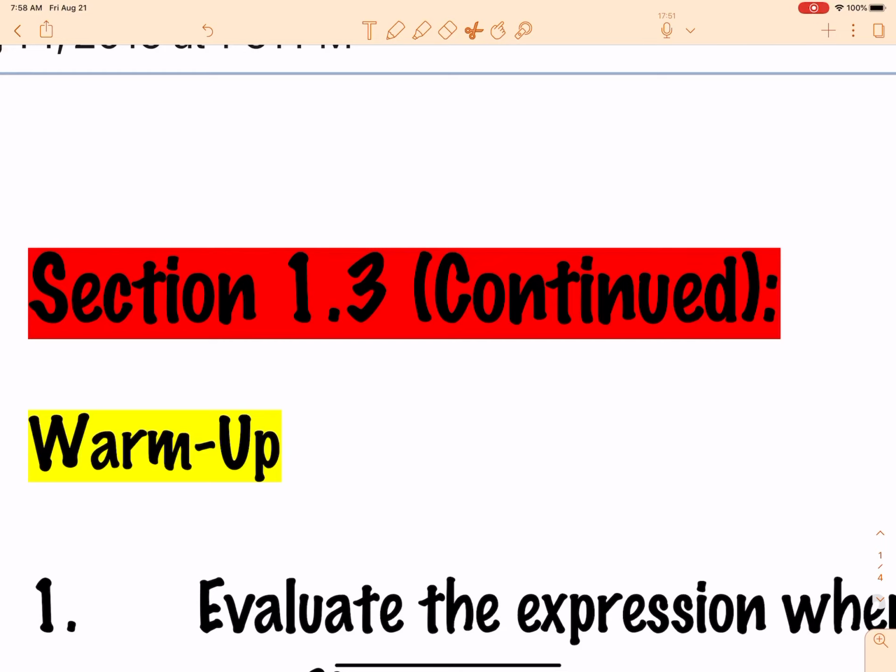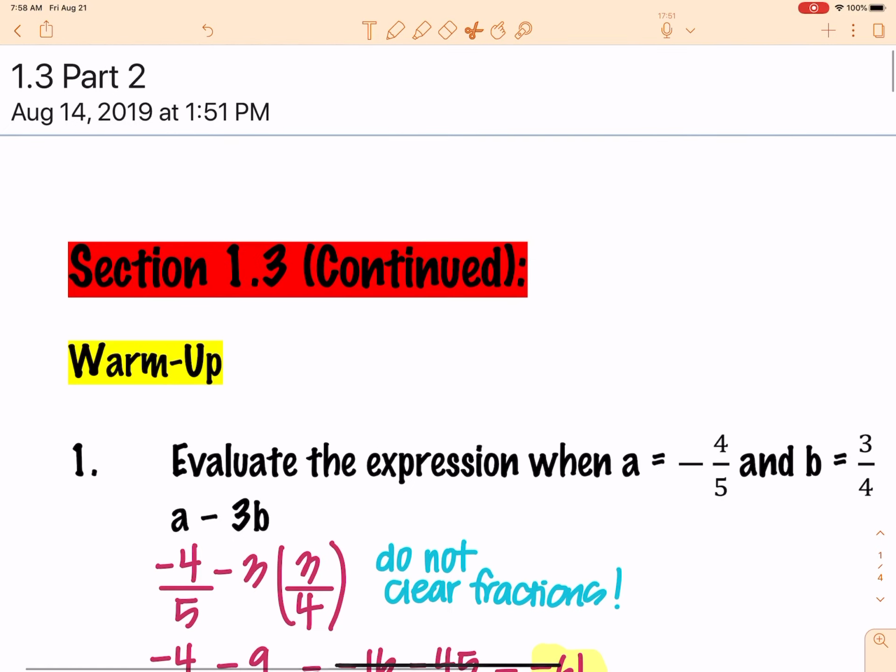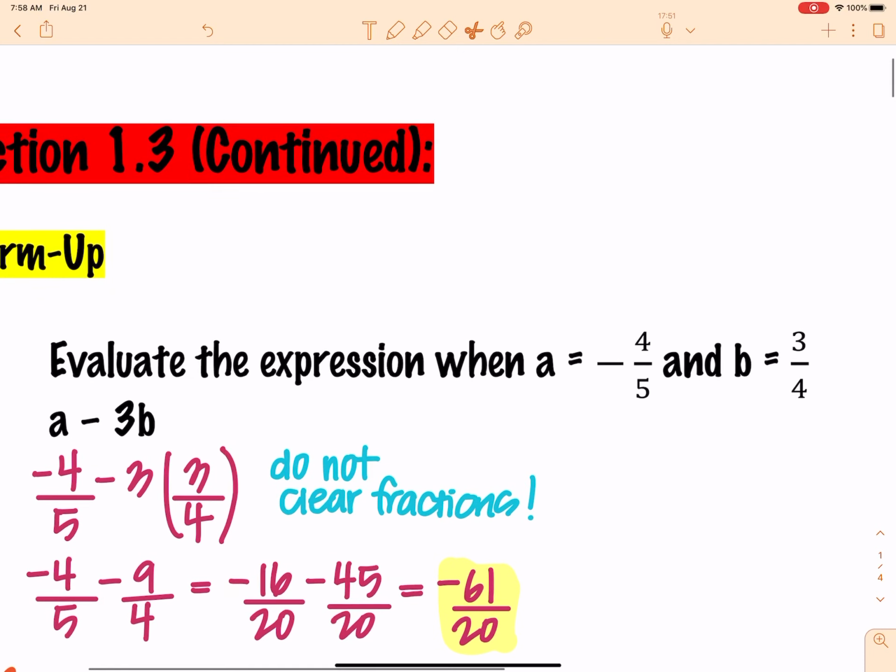All right, so for number 1, you're just evaluating expressions, kind of like course readiness stuff. You're just plugging in numbers for variables and evaluating. I wanted to show you here, people get so into the habit that when I was teaching clearing fractions, you want to clear all fractions for the rest of your life now. Remember, you can only clear fractions if there's an equal sign and you're solving for a variable. So this is just a straight up adding, subtracting fractions problem. You're just making common denominators like you would in Algebra 1.